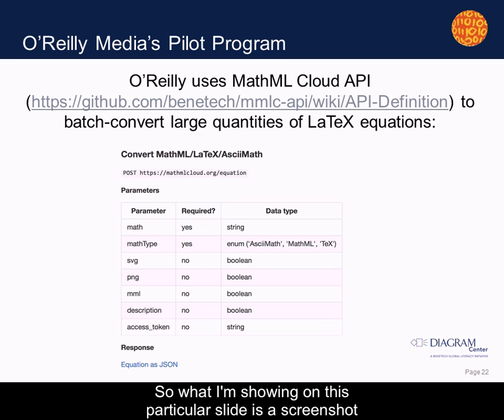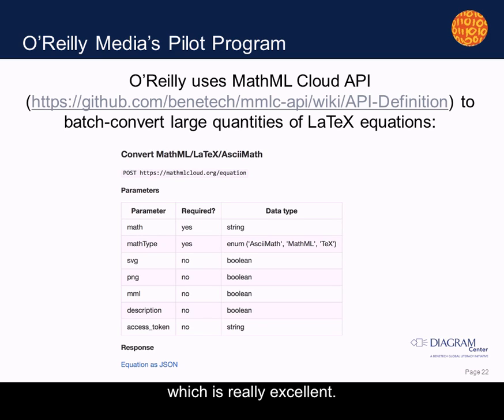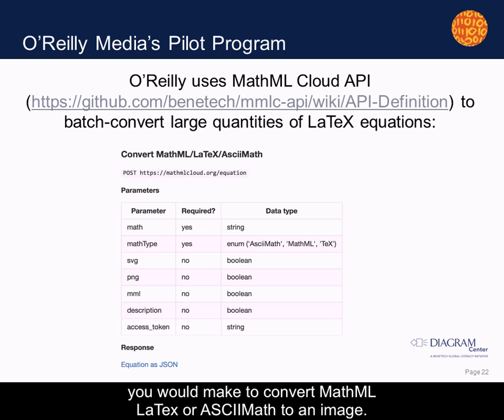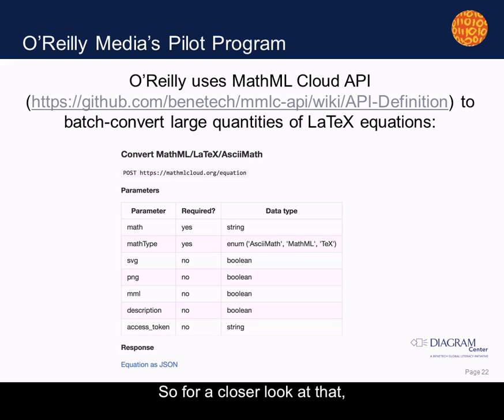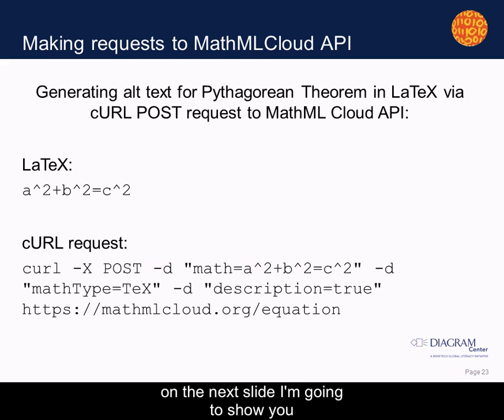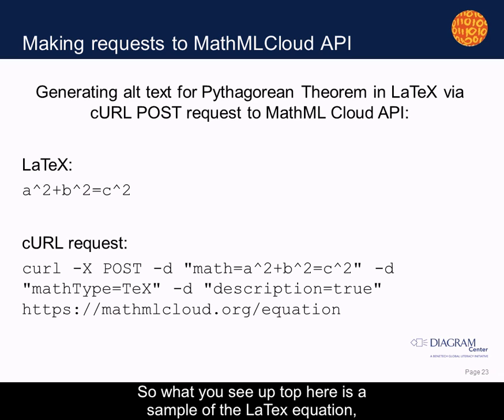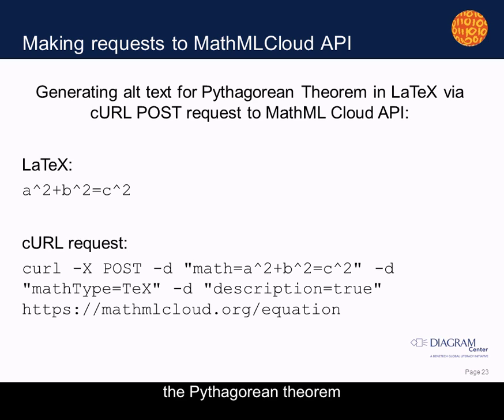So what I'm showing on this particular slide is a screenshot from the MathML Cloud API documentation on GitHub, which is really excellent. So what you're seeing in this particular screenshot is documentation of the API call you would make to convert MathML or LaTeX or ASCII math to an image. So for a closer look at that, on the next slide, I'm going to show you how you make a MathML Cloud API request. So what you see up top here is a sample LaTeX equation, the Pythagorean theorem, a squared plus b squared equals c squared.